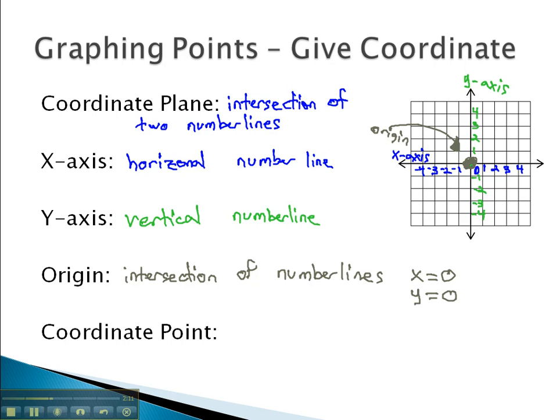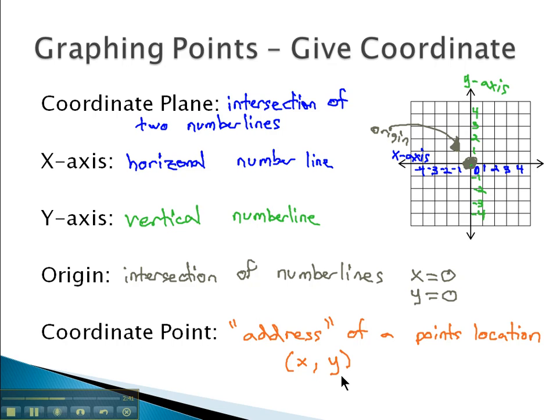Other points are given as an address or as a coordinate point based on where they are in relationship to the origin. A coordinate point we're going to call the address of a point's location. And the way this address is given is always in parentheses with x, comma, y.